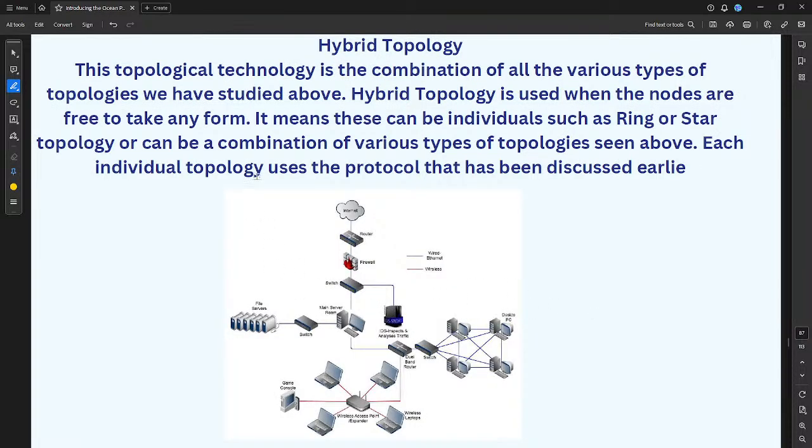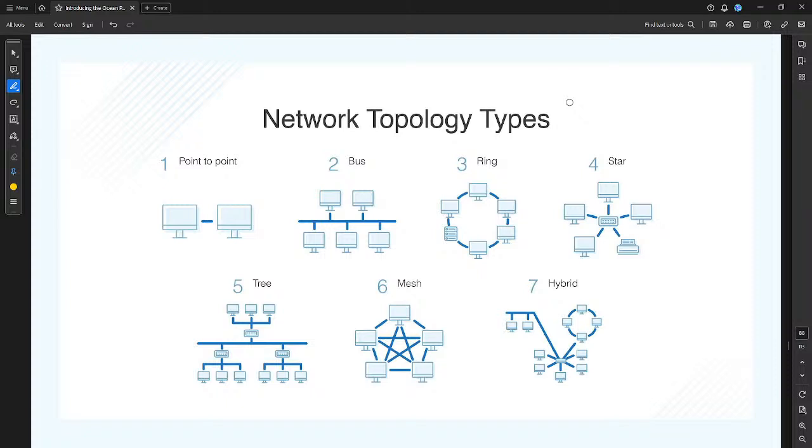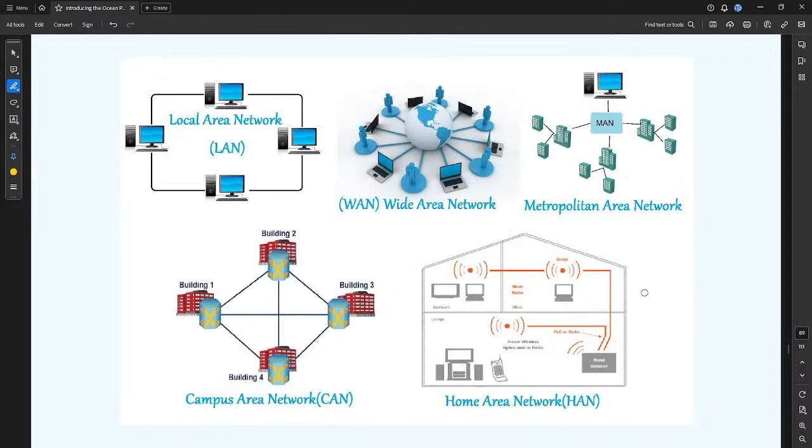We have the hybrid topology, which is typically a combination of all the various types of topology that we've studied. That is what we call the hybrid topology. So you can see, just like we've made mention of: point to point, the bus, the ring, the star, the tree, the mesh, and then finally the hybrid.